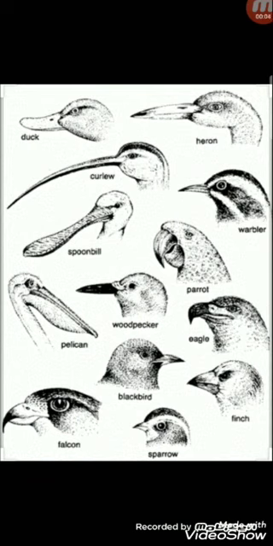Children, our next topic, I will not tell the next topic. With the given picture, you can easily identify what our next topic is. Yes, here you can see many birds with the different types of beaks they have. The examples given are duck, curlew, heron, spoonbill, warbler, parrot, woodpecker, pelican, eagle, blackbird, falcon, sparrow, finch. These are the different birds with different types of beaks. And what are the different types of beaks they have?